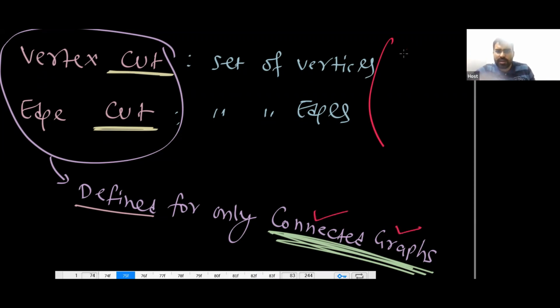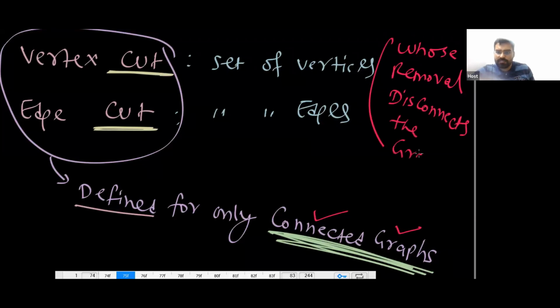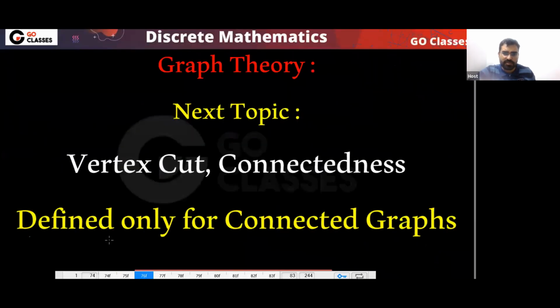So the definition will become like this: set of vertices, set of edges, whose removal, what should I write? Whose removal disconnects the graph. Did you understand? Whose removal disconnects the graph. Because these concepts are defined only for connected graphs.